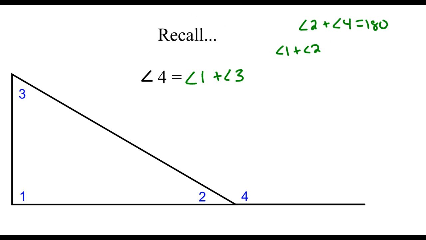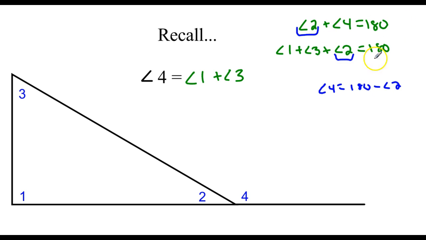Actually, let me rewrite this a different way so the proof comes out a little bit better. Angle 1 plus angle 3 plus angle 2 equals 180 degrees. So I know that angle 2 plus angle 4 equals 180. And I know that angle 2 plus 1 and 3 add up to 180. So I can even rewrite these and say that angle 4 is equal to 180 minus angle 2, if you subtract angle 2 from both sides.